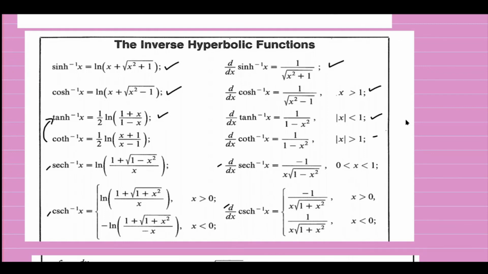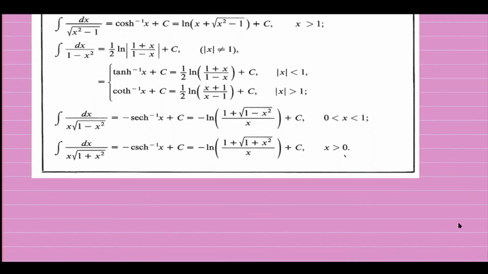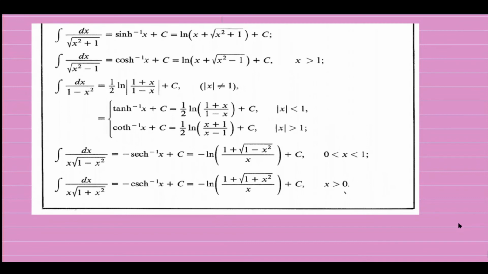Similarly for sec h inverse of x, cosec h inverse of x and their derivatives, you can do these things very easily. Since we have the derivatives, we can also write the corresponding integrals. These integration formulas are more important. Integral dx by square root of x square plus 1 is sin h inverse of x plus c. This we have seen in the first class. Then integral dx by square root of x square minus 1 is cos h inverse of x. Similarly, integral dx by 1 minus x square is half log 1 plus x by 1 minus x plus c. So this formula you have to remember.